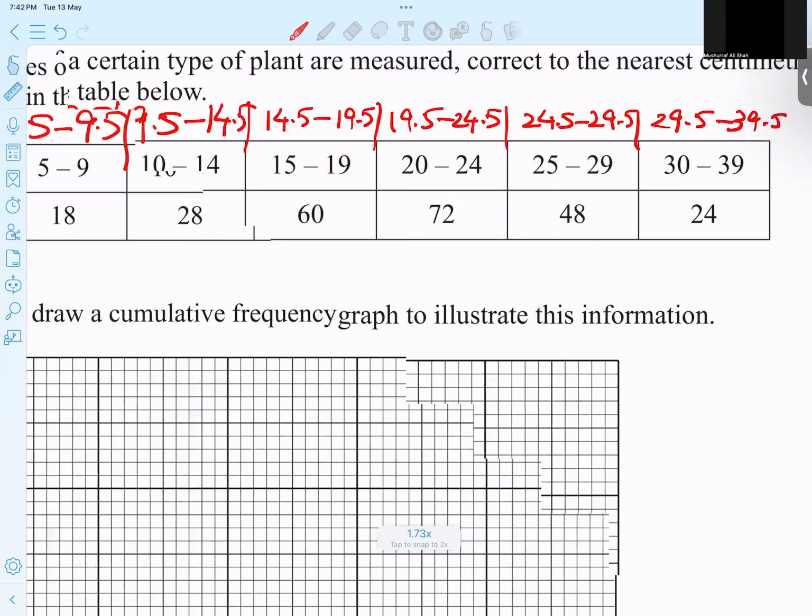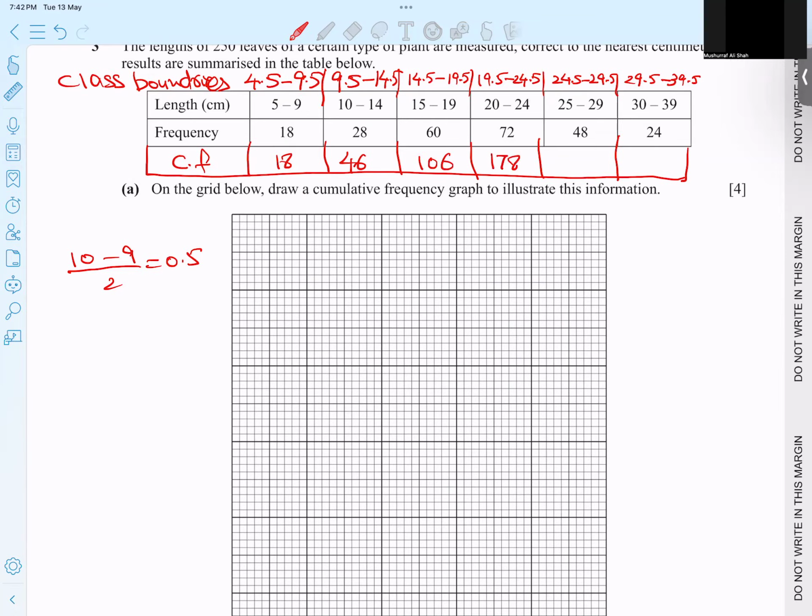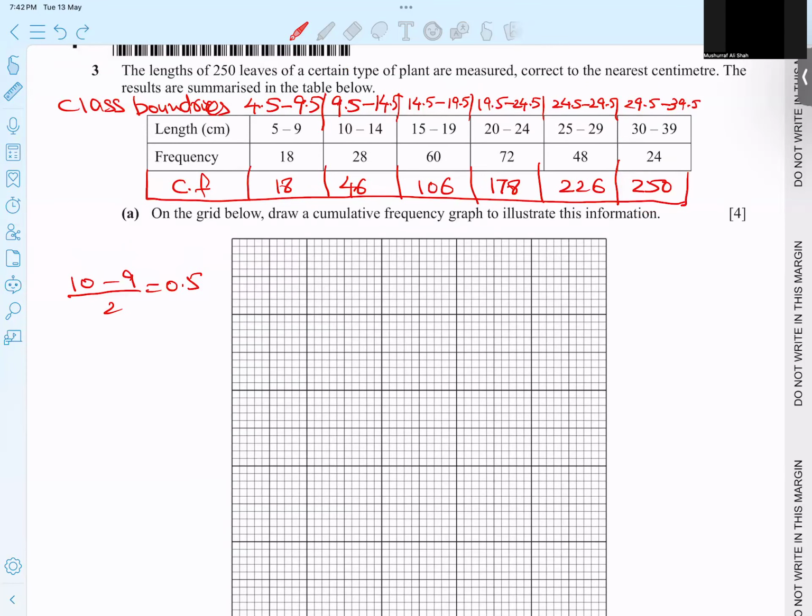I think class boundaries are very clear to you. But we have to make one extra column, called cumulative frequency, because the question asks for it. I write CF as a shortcut. The first value you copy without any change. 18, I add 28, and I get 46. Add this, I got 106. And I got 178. And I got 226. Last number 250, which matches the total.